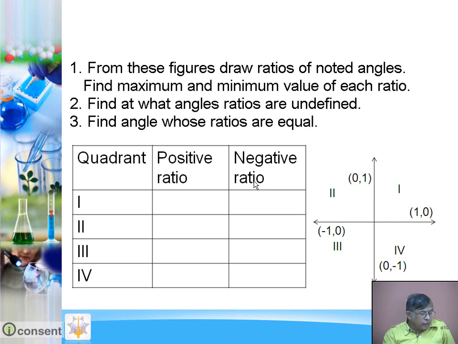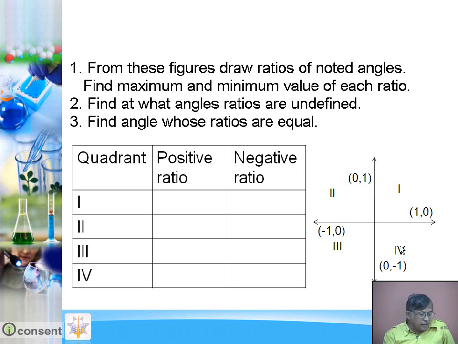Then in quadrant 2, find out which ratios are negative and which ratios are positive. You will observe that in the first quadrant all ratios are positive, no ratio is negative. In the second quadrant, sin is positive, which means cosec is also positive, and all remaining are negative. Here tan is positive, which means cot is positive, and all remaining are negative. And here cos is positive.